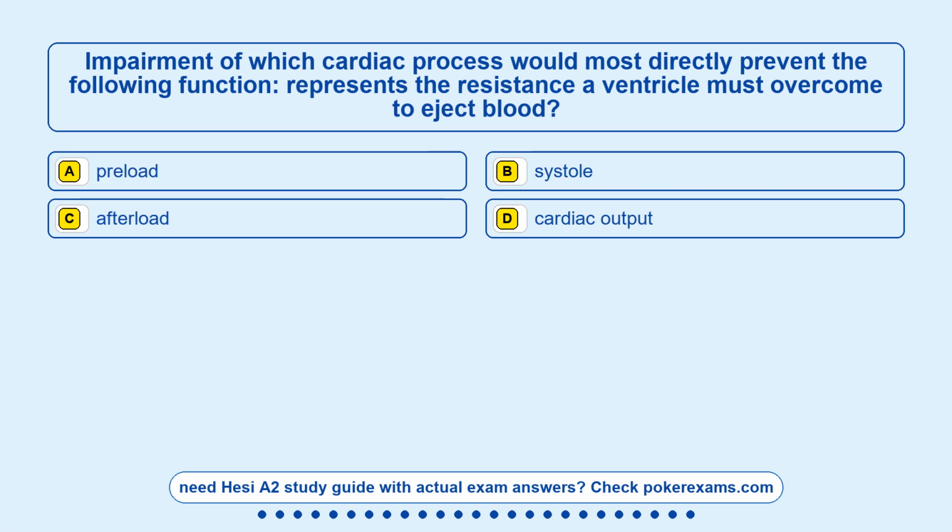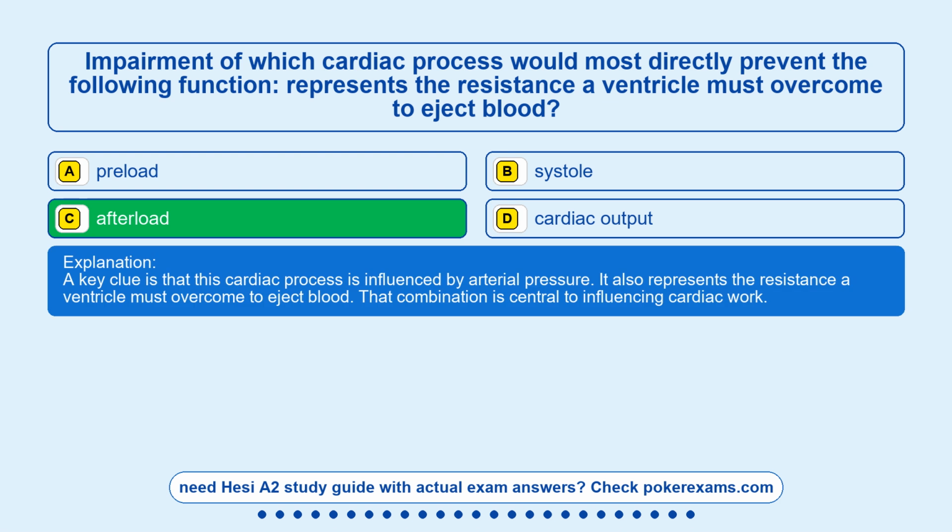Question 25. Impairment of which cardiac process would most directly prevent the following function? Represents the resistance a ventricle must overcome to eject blood? Option A, preload. Option B, systole. Option C, afterload. Option D, cardiac output. The correct answer is option C, afterload.